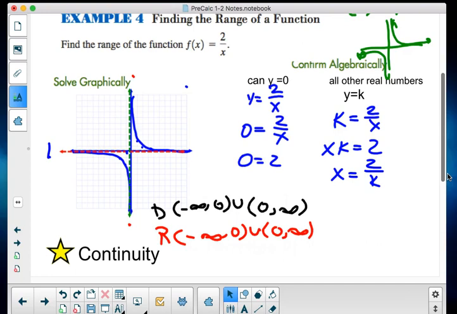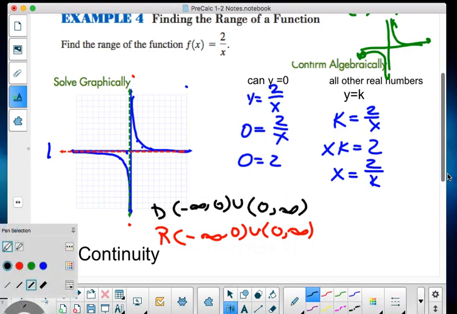Now my domain. Domain is left to right. It goes this way. These are my domain values: from -infinity to 0, because the function doesn't exist at 0. I've got a discontinuity. And from 0 to infinity. That's where I did my domain.